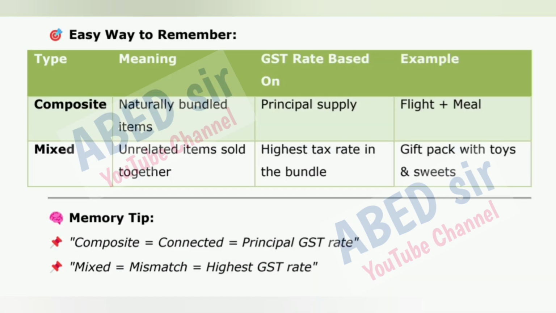Easy way to remember. Type, meaning, GST rate, based on example. Composite: naturally bundled items, principal supply, flight plus meal. Mixed: unrelated items sold together, highest tax rate in the bundle, gift pack with toys and sweets. Memory tip. Composite is equal to connected is equal to principal GST rate. Mixed is equal to mismatch is equal to highest GST rate.